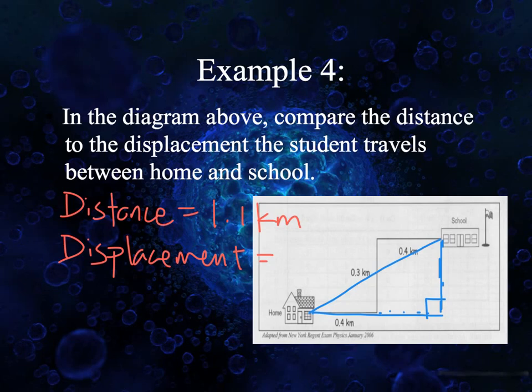Okay, now if this side right here is 0.4 kilometers, that means that this little side right here is also 0.4 kilometers. And if this side right here is 0.3 kilometers, then that means that this side here is also 0.3 kilometers.